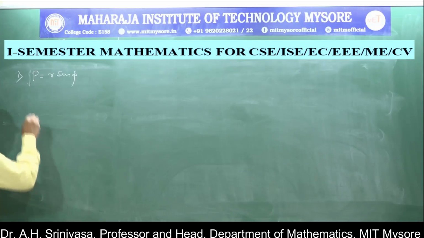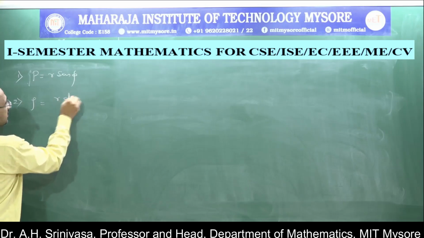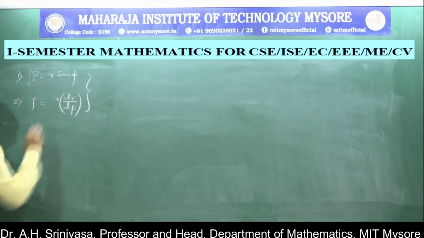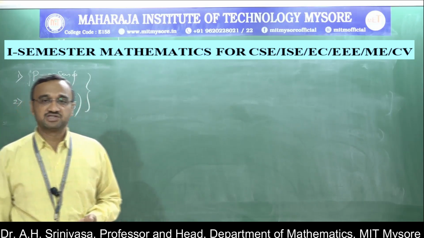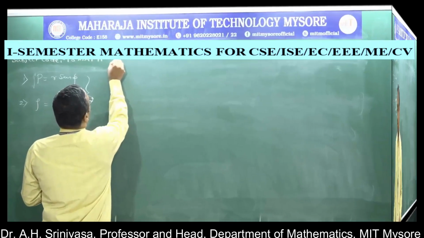Then after that, for radius of curvature, it is rho equal to r into dr by dp. We have to remember these two results. They are very important whenever we find the radius of curvature in case of polar curves.